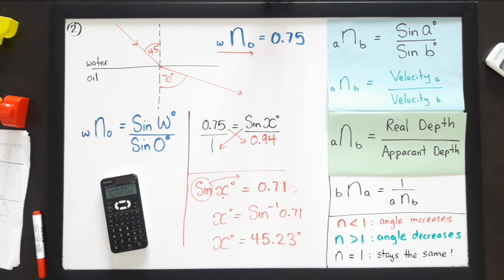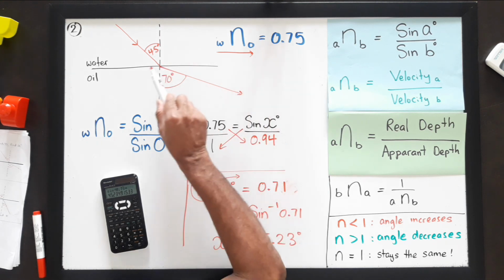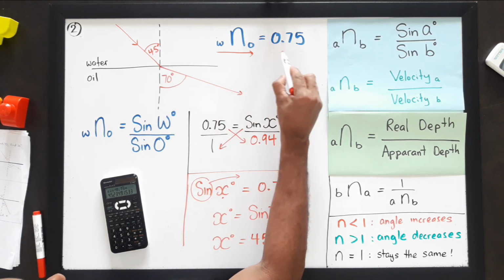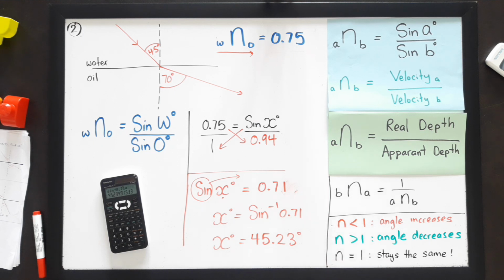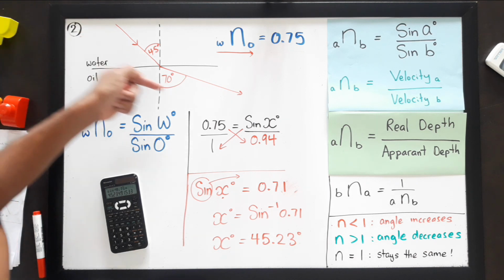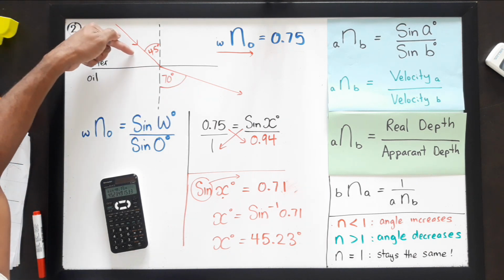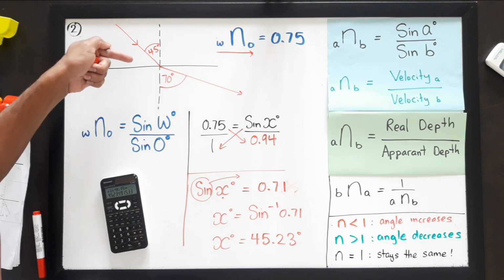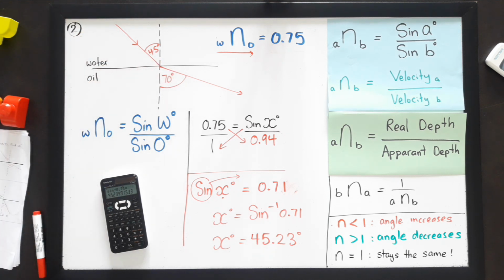Is our answer correct? Well, let's go back to this little chart here. Our refractive index is 0.75. 0.75 is less than 1. That means the angle is supposed to increase. Remember, the light is going this way. So that means it started off in water at 45, and at the end of the question, it changed to 70. 45 is less than 70. The angle did increase. So most likely I did everything right.